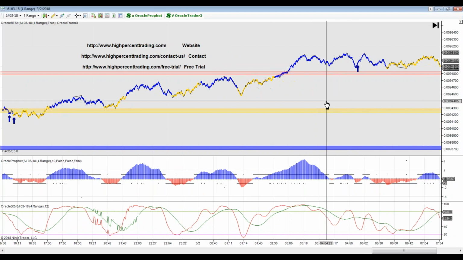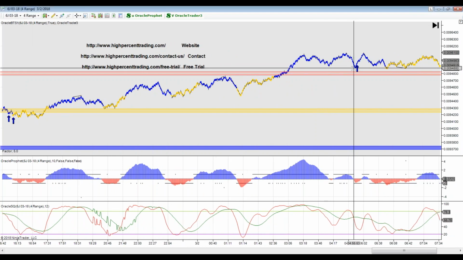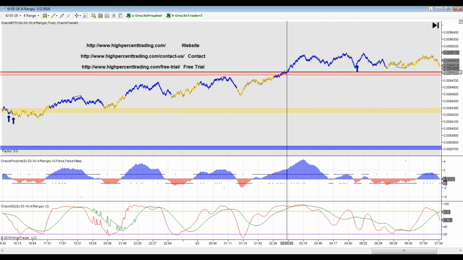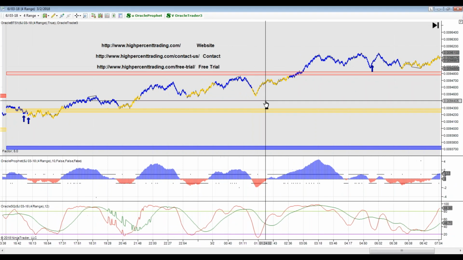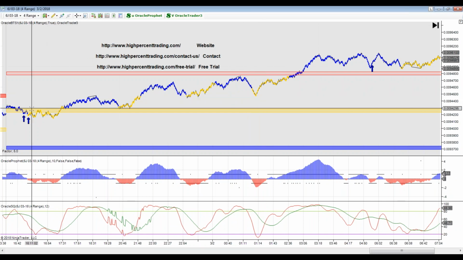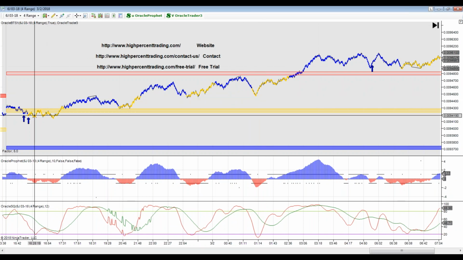And it did signal another nice long entry here, at least on the breakout trade. Manual traders would have actually got this trade right here if they were trading manually. But again, just showing the Oracle auto trade setups, again on an uptrend day in yen. A really nice trade setup way back here.